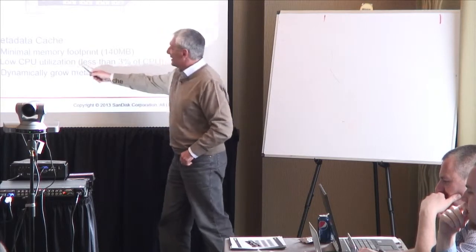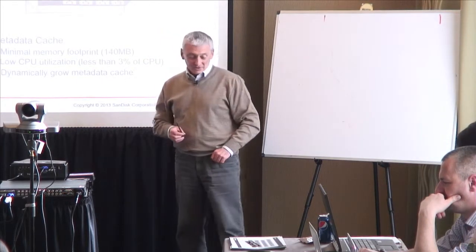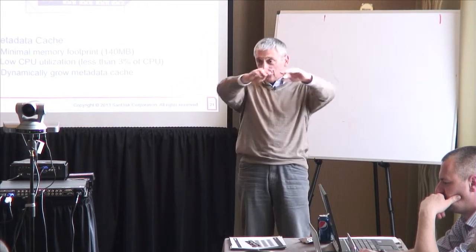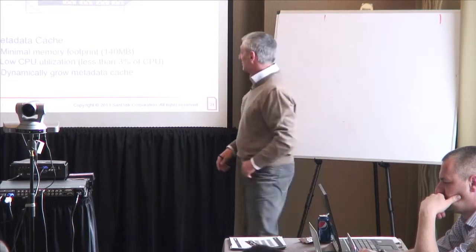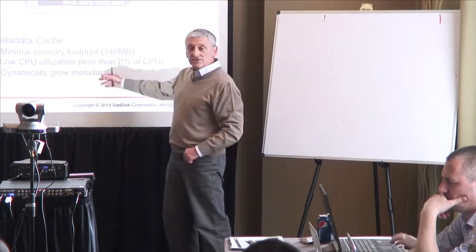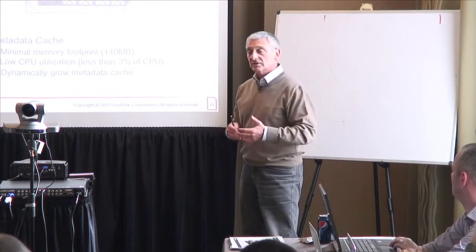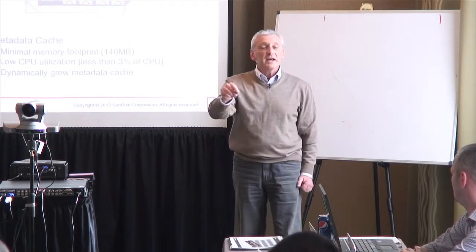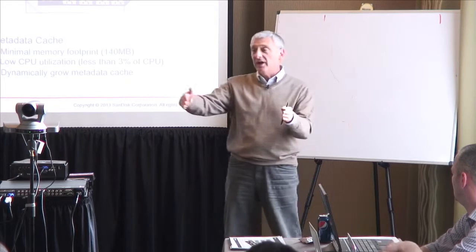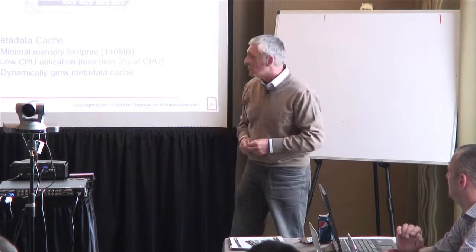However, CPU utilization is very low. We have balanced tree internally. Tree is very flat, and it is efficient design. Cache is dynamically grown, shrinking, depends on necessity, how many metadata misses we have. If we have extra misses, we add cache. If everything is fine, we decrease it.